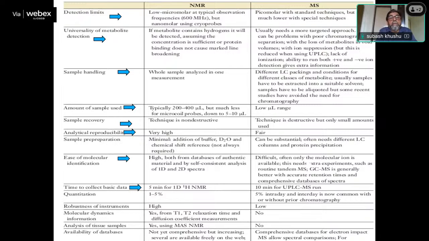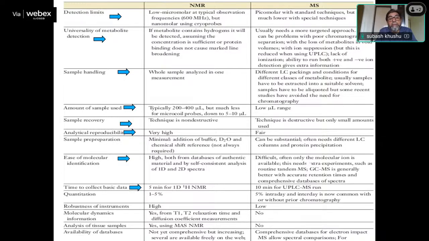But the most important thing is detection limits. Definitely MS is much better than NMR as far as detection limits are concerned, because you can measure up to picomolar concentrations, whereas in NMR you can go from micromolar, and sometimes if you have cryoprobes you can go to picomolar concentration, but very rarely. And sample handling is much easier in NMR compared to MS.